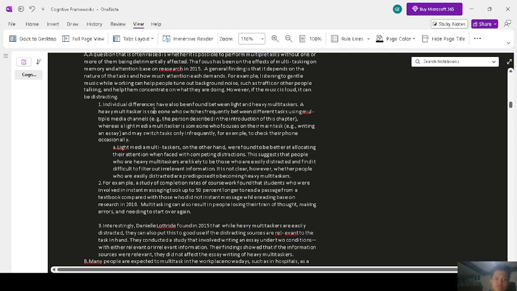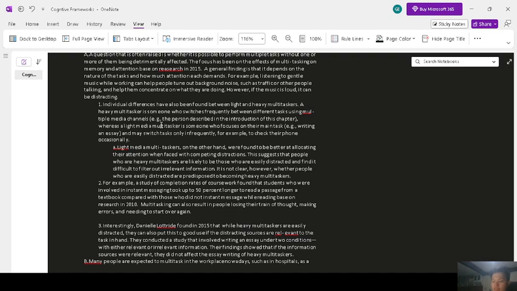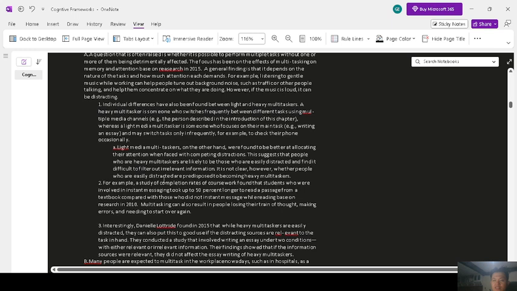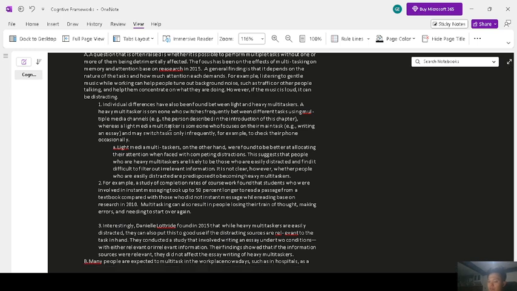So individual differences have also been found. I just want to add as well, with the concept of multitasking and attention, it also depends on different people on how they can attend to something, because some people have ADHD, I think that's what it's called, and could not focus on one thing at a time.